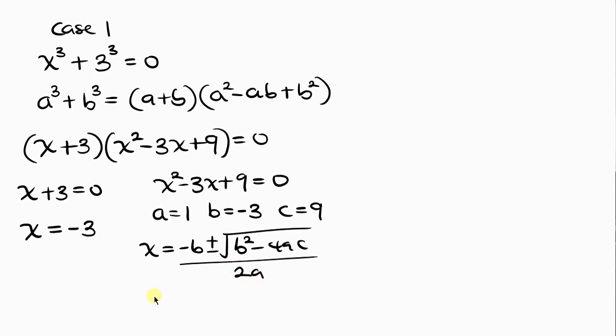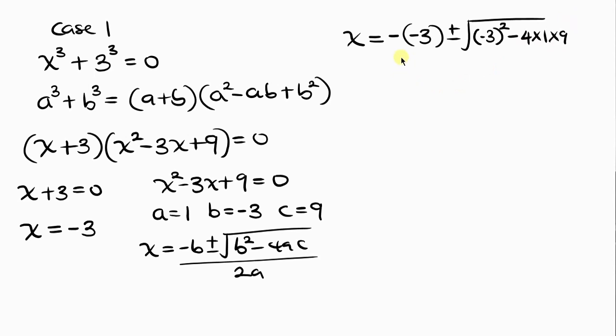So let's go ahead and substitute. So we have x to be equal to minus b. So minus b, b is negative 3. So I'm going to be putting negative 3 there. Plus or minus the square root of b squared, that's negative 3 squared, minus 4 times a times c. A is 1 and c is 9. That means 4 times 1 times 9, all over 2a. So 2 times a, which is 1.